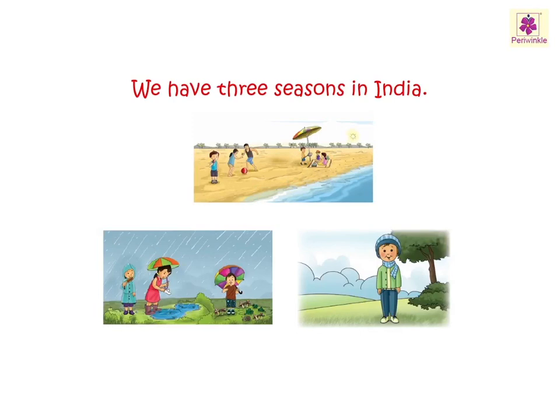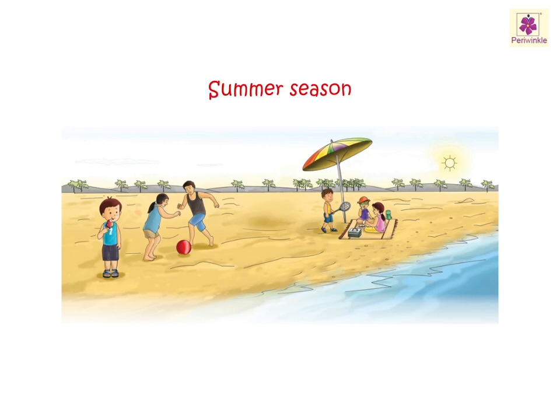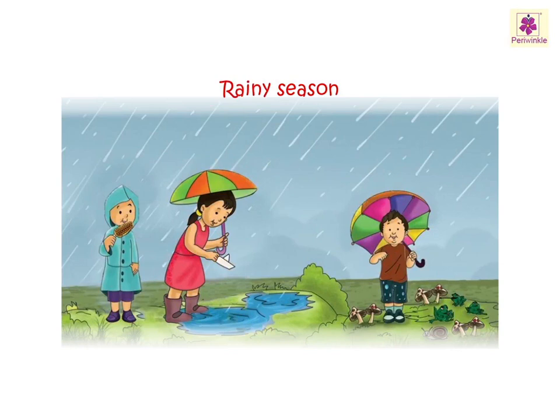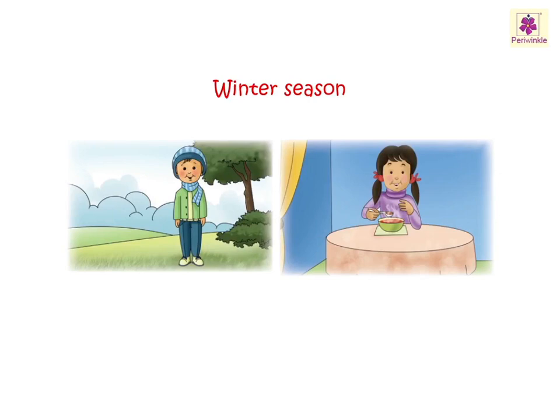Summer season. In summer, the sun is very bright and we feel very hot. Rainy season. After the summer season comes the rainy season. There is greenery everywhere. Winter season. The temperature in winter is low. People wear woolen clothes to protect themselves from cold.